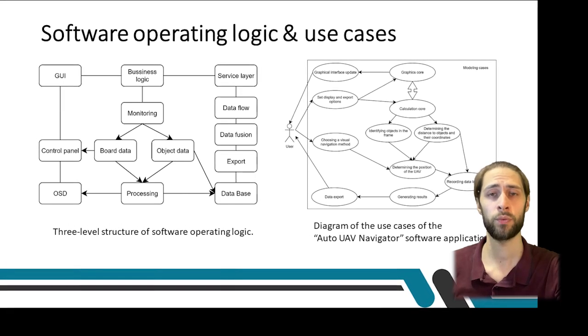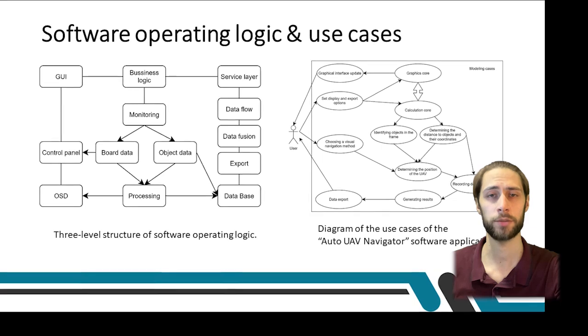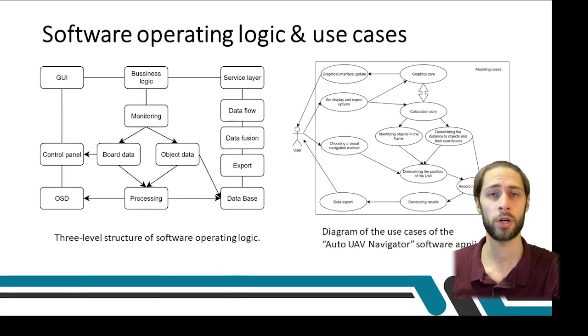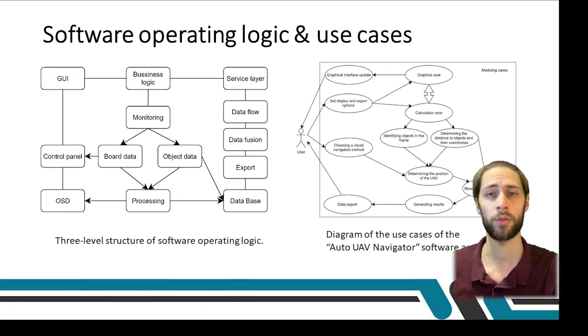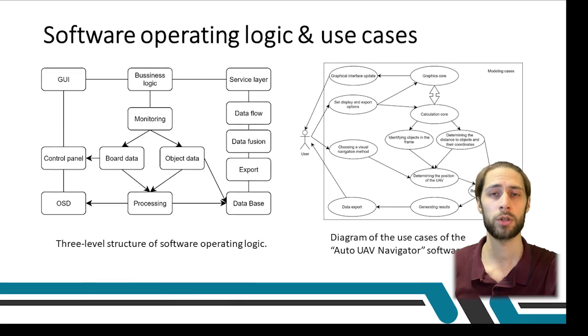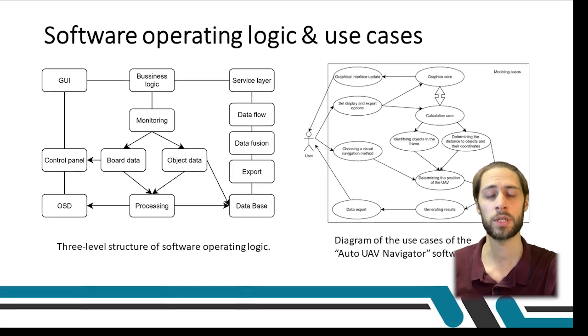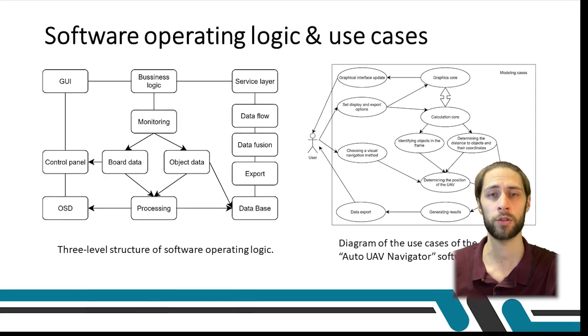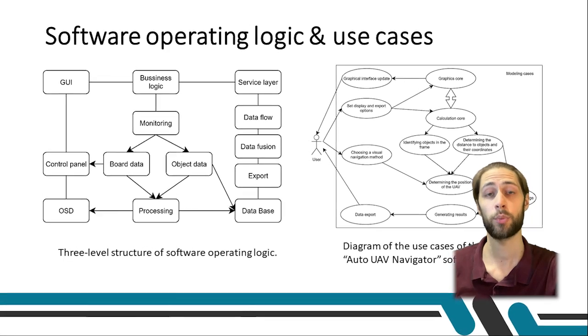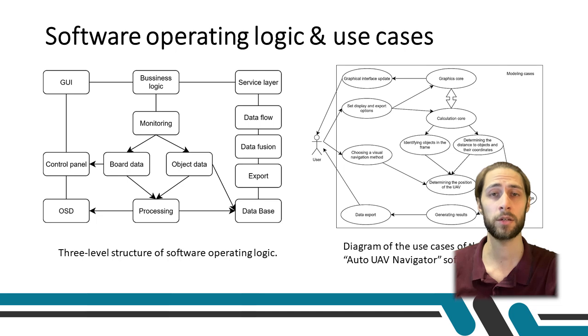The proposed software has a three-level structure, the blocks of which are presented in the diagram on the left. The graphical user interface level contains widgets that allow the user to interact with the application. The application logic level contains functions responsible for the detection, analysis, and processing modules of the received data, and the surface level provides interaction between the system blocks in real time.